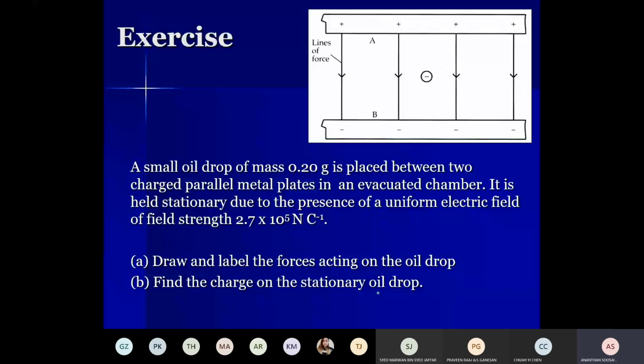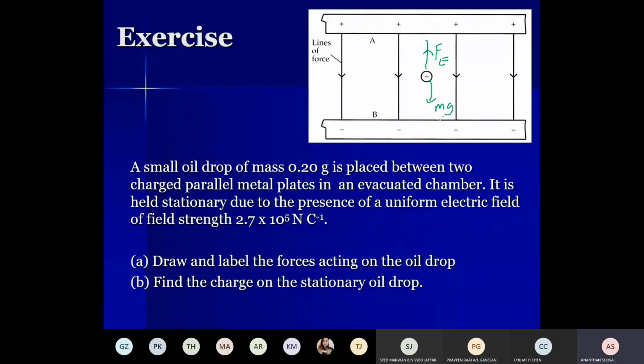Okay, so anyone got the answer? A small oil droplet of mass 0.2 gram is placed between two charged metal plates. It is held stationary due to the presence of a uniform electric field of strength. Draw a labelled diagram of the forces acting on the oil. The force acting up is of course the electric force, and the force acting down is its weight.